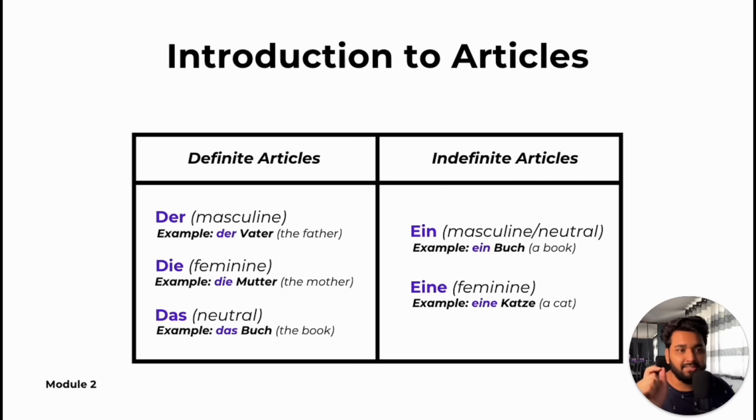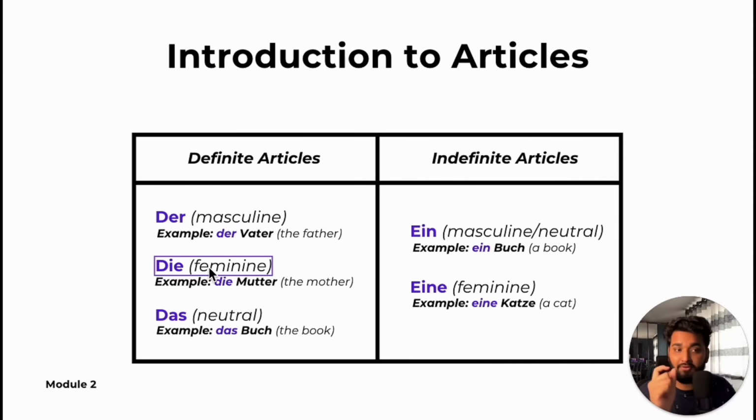So, introduction to articles. There are basically two types of articles. One is definite articles and the other one is indefinite articles. And under definite articles, there are three types of article. One is der, this is the masculine one. The other one is die, this is the feminine one. And the last one is das, this is the neutral one. For example, der Vater, the father. Vater is a masculine word, that's why Vater has the article der.